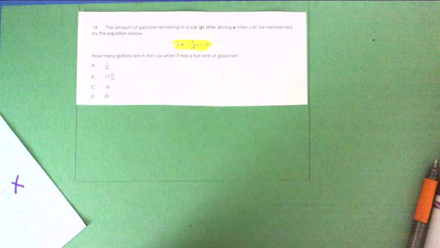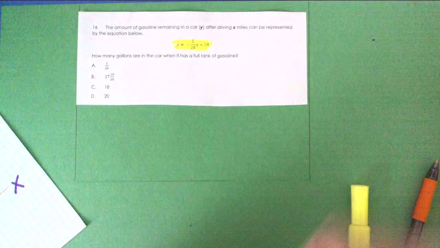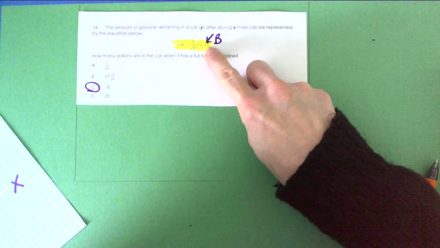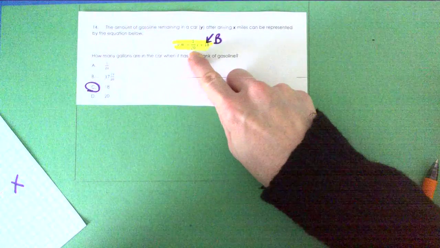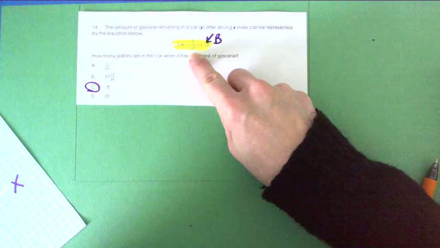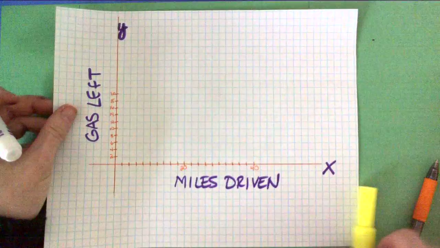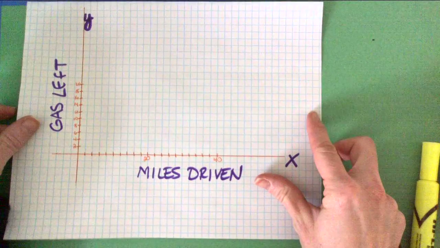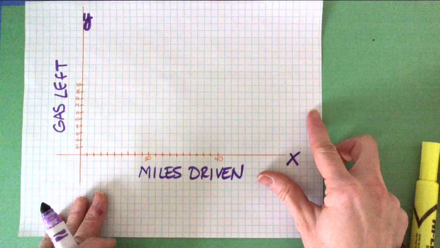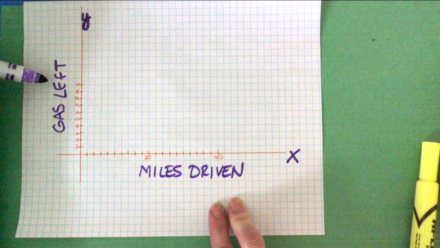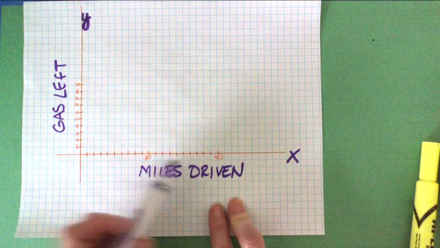Now, some of you can just look at that and tell that it's 18 because that's the B. That's the starting point. You start with 18 gallons in the tank, and then over time as you drive, you start to lose gas. Let me be more specific about this. If I were to take a graph here, now notice what I did is I followed their rules. I let the y-axis be gas left in the tank, and I let the x-axis be the miles driven.